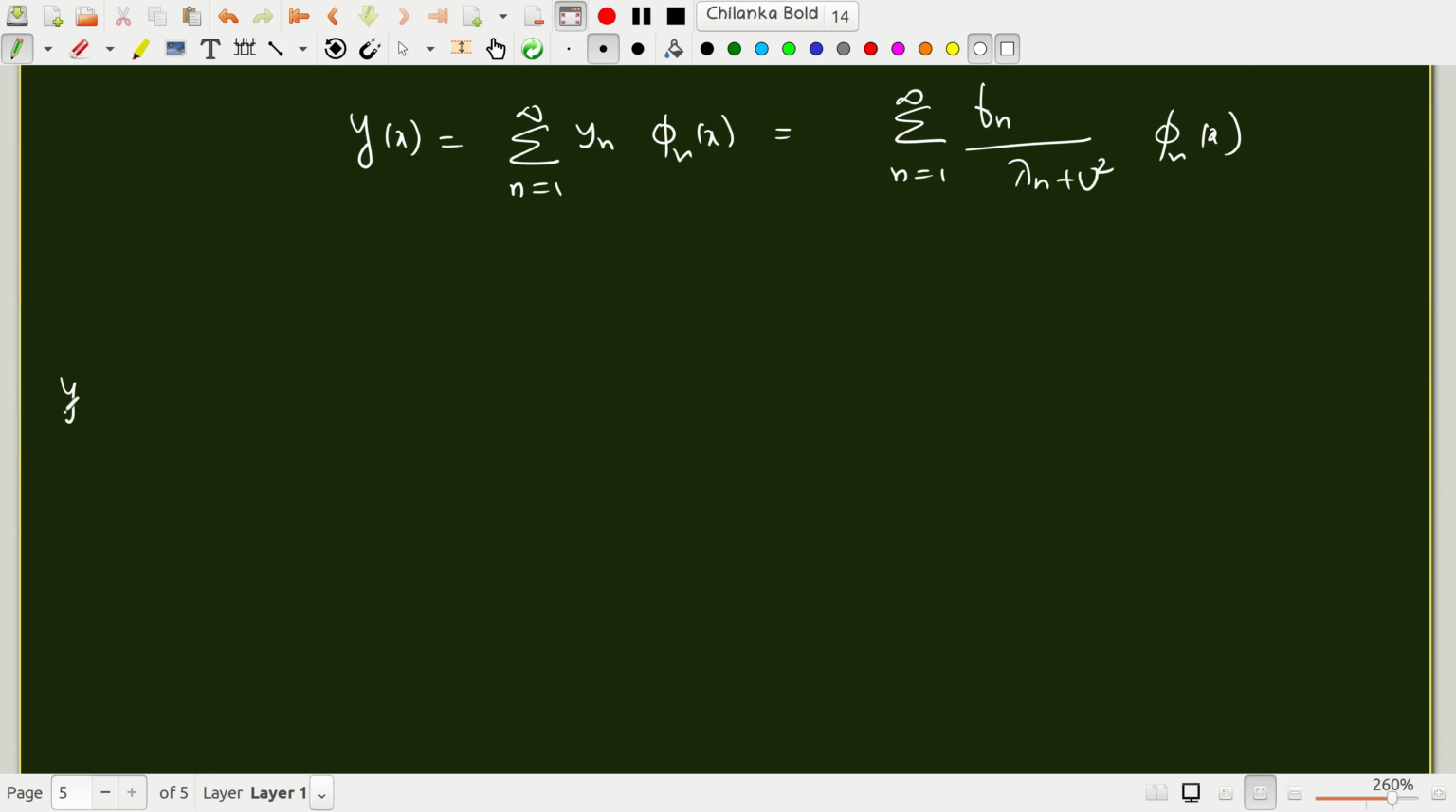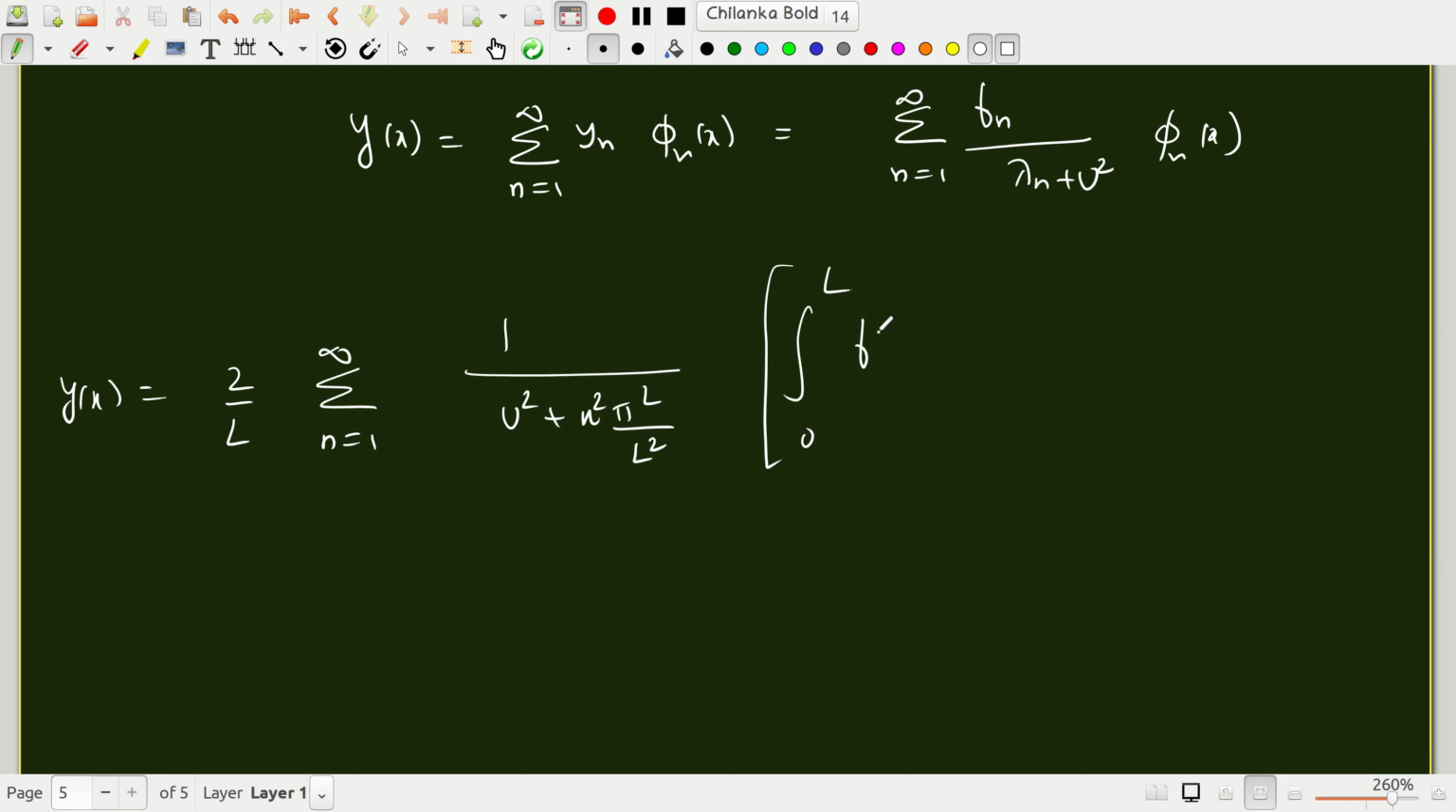If you are to write it in full form, y of x is 2 by L summation n is equal to 1 to infinity. If you want to write what is fn and so on, this is 1 by u squared plus lambda n, which is n squared pi squared by L squared. What is fn? It's nothing but integral 0 to L f of z, I'm using a dummy variable z, sine n pi z by L dz, operating on sine. This is the exact solution to this inhomogeneous problem that we started off with.